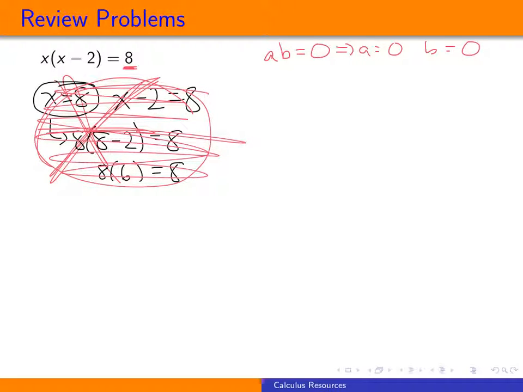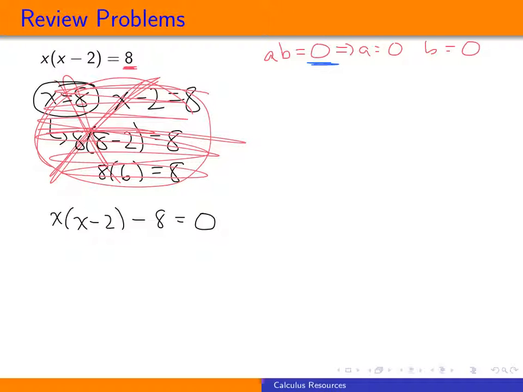We want to guarantee, in order to be able to set each of those factors equal to the thing on the right-hand side, that the right-hand side is a 0. In order to do that, we'll subtract 8 from both sides. So now when I simplify that original expression, I get x times (x minus 2) minus 8 is equal to 0. So we have the first step.